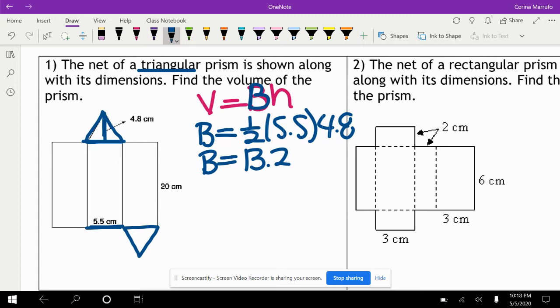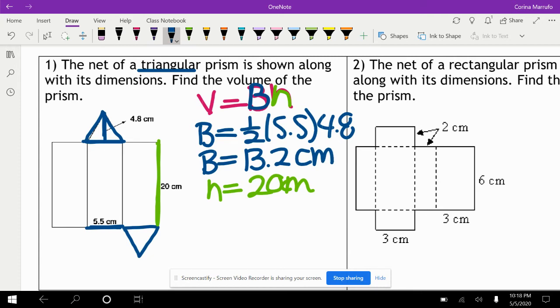Now we need to imagine if I were to fold this shape up, which one is going to be the height? Which one's going to be little h? If you look here, this would be the height of the prism. You have to have a little bit of an imagination to figure out how to fold that up and which one's going to be the height. So the height is going to be the 20 centimeters, sorry.